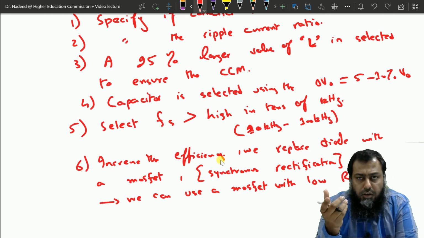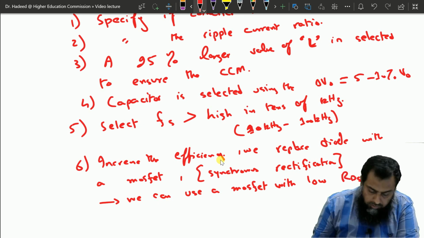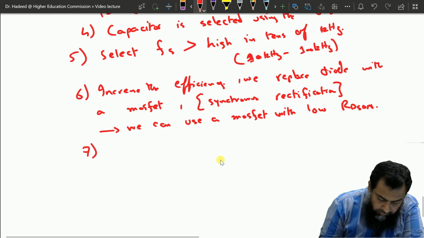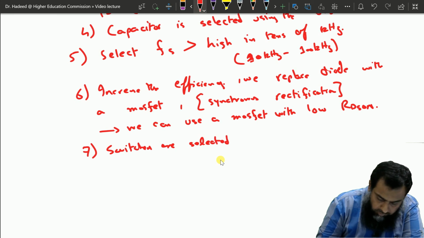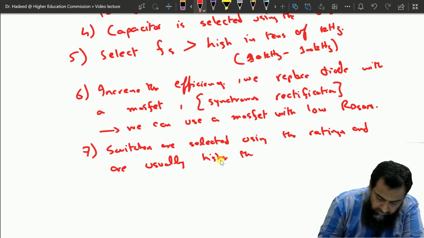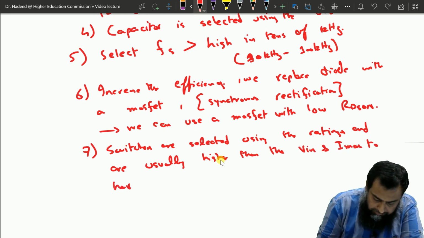This also reduces the turn on losses of a particular MOSFET. And also the MOSFET, the switch, or let me call this the switches, are selected using the ratings and are usually higher than the V input and I maximum to have a factor of safety.